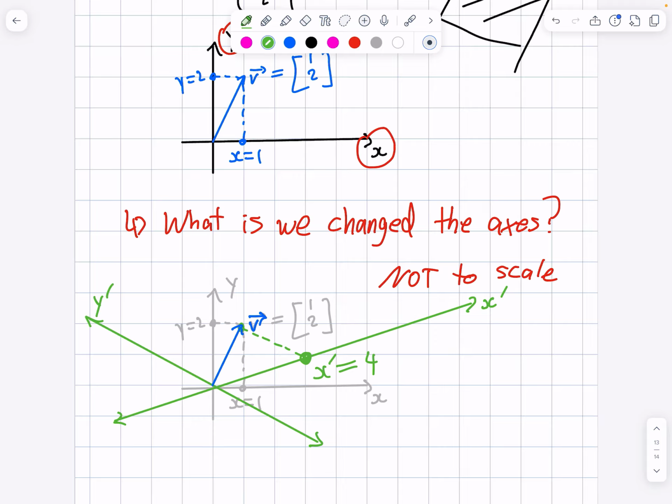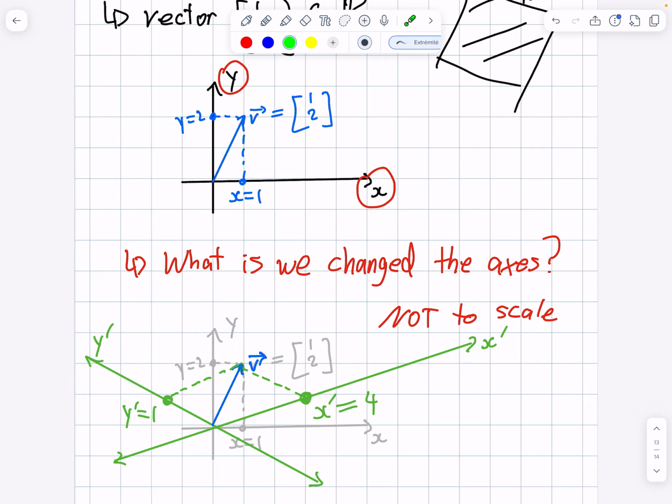Now let's find the y prime coordinate. To find the y prime coordinate, you travel to the y prime axis, traveling parallel to the x prime axis. That's going to look like this. Here we hit the y prime axis, and maybe this is y prime equals 1. Before, we looked at v with our x and y axes and got the coordinates (1, 2). Now we look at v with this new set of coordinates, where the x coordinate is 4 and the y coordinate is 1.